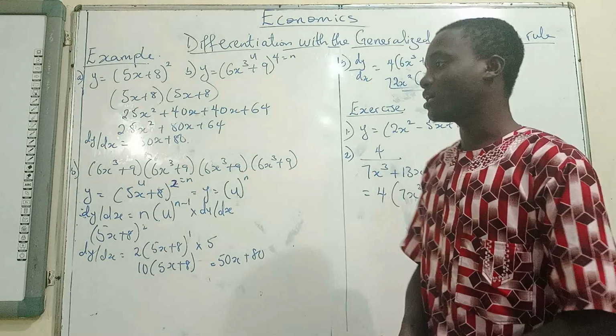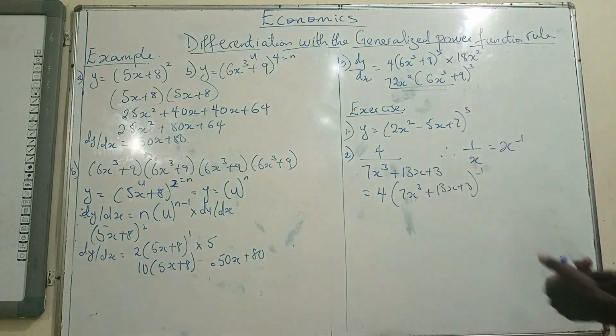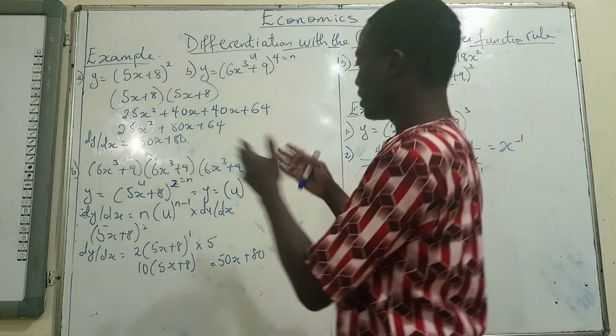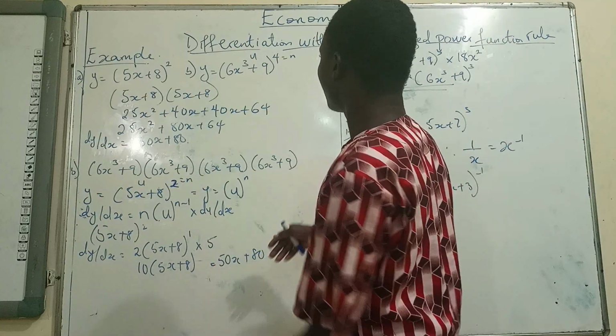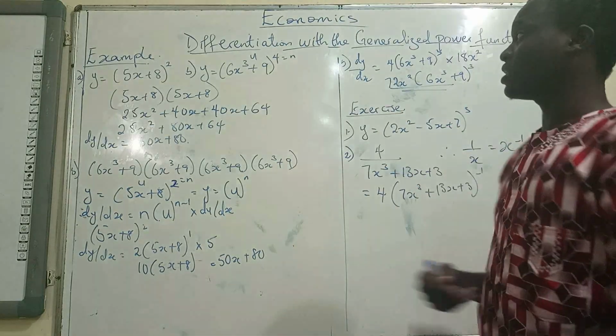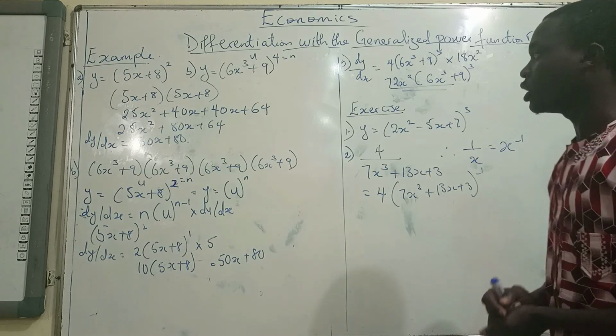That means our generalized power function rule is correct. Alright, so we then apply this formula in solving this. I see that it's not a big deal at all to find the first differential of that using the generalized power function rule. So we have this question.